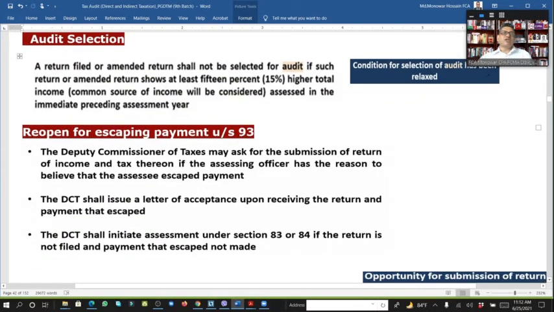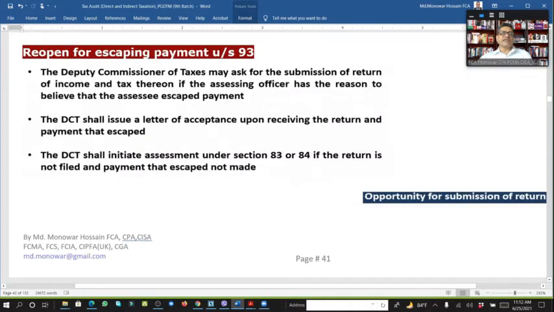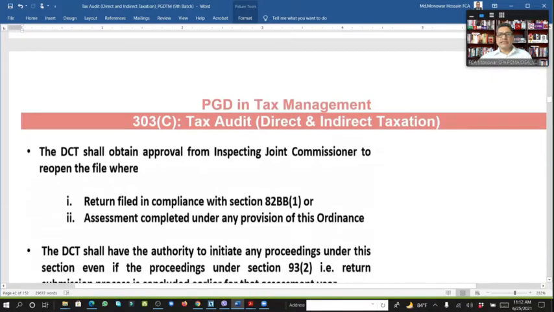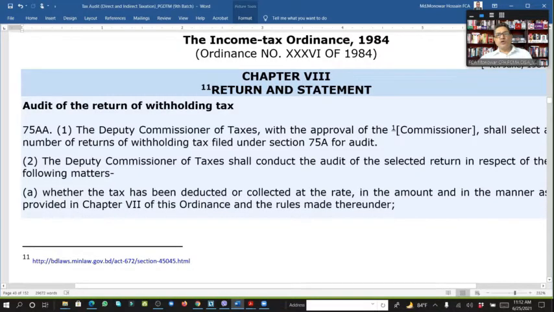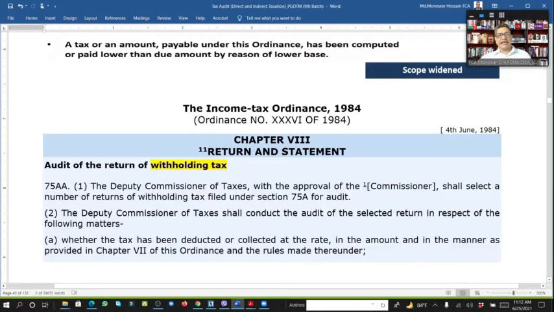And in audit selection, we know there are different types of methods the DCT can commission. That means the DCT has the power to take up the audit. And we also know there is another item: at this moment we have the return submission. That also means the withholding tax submission for the organization.